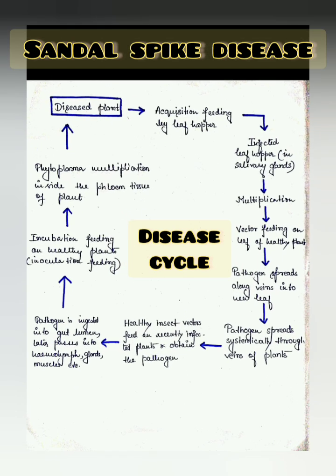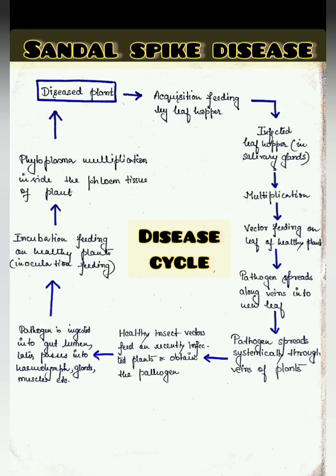Next, we'll talk about the disease cycle. We'll start with the diseased plant. The diseased plant is fed on by the leafhopper. This is called acquisition feeding. Then the infected leafhopper has the pathogen in its salivary glands, where it keeps on multiplying.